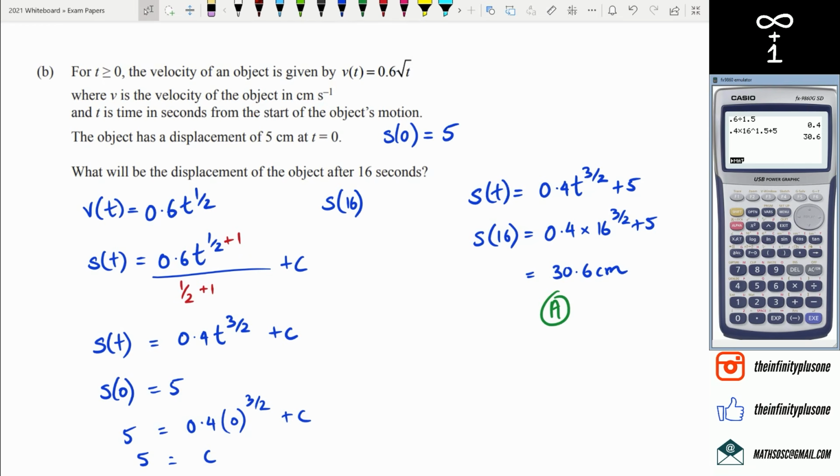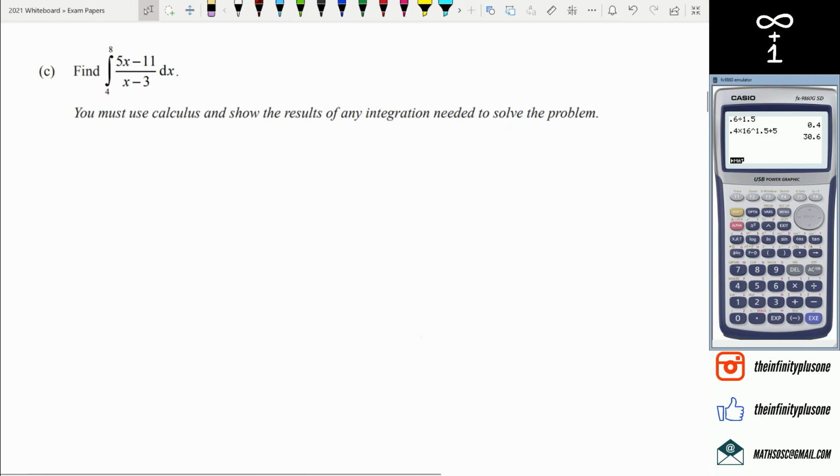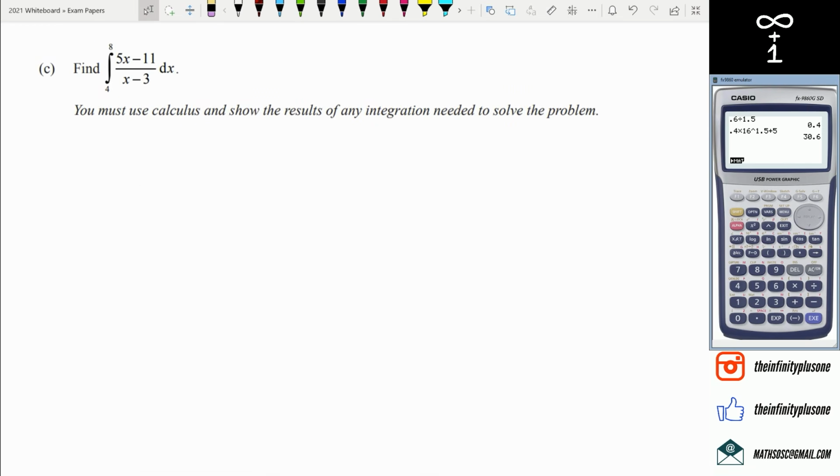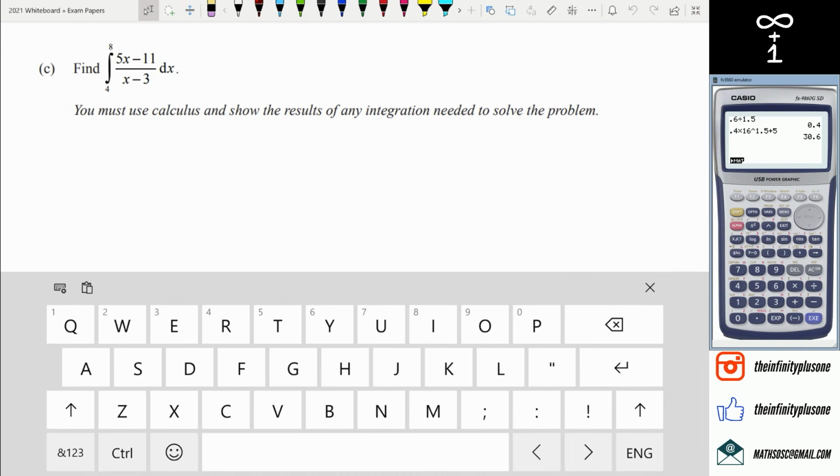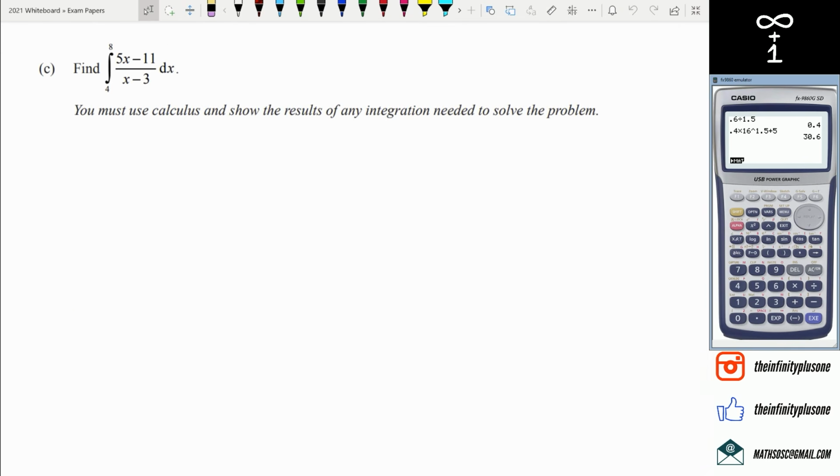Cool. So moving on to the next question. With this question, it says that you have to use calculus to show the results of any integrations. And I guess the reason they ask you to show the integration is because you can actually put this straight into the calculator, and I will show you guys how to do that.